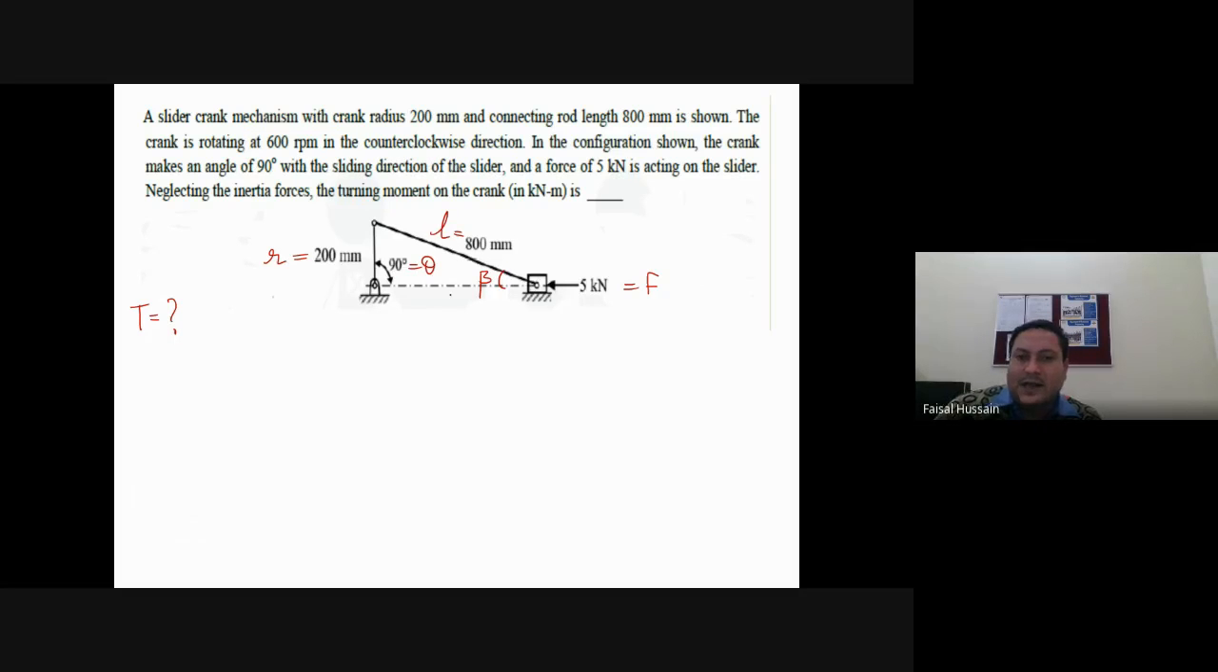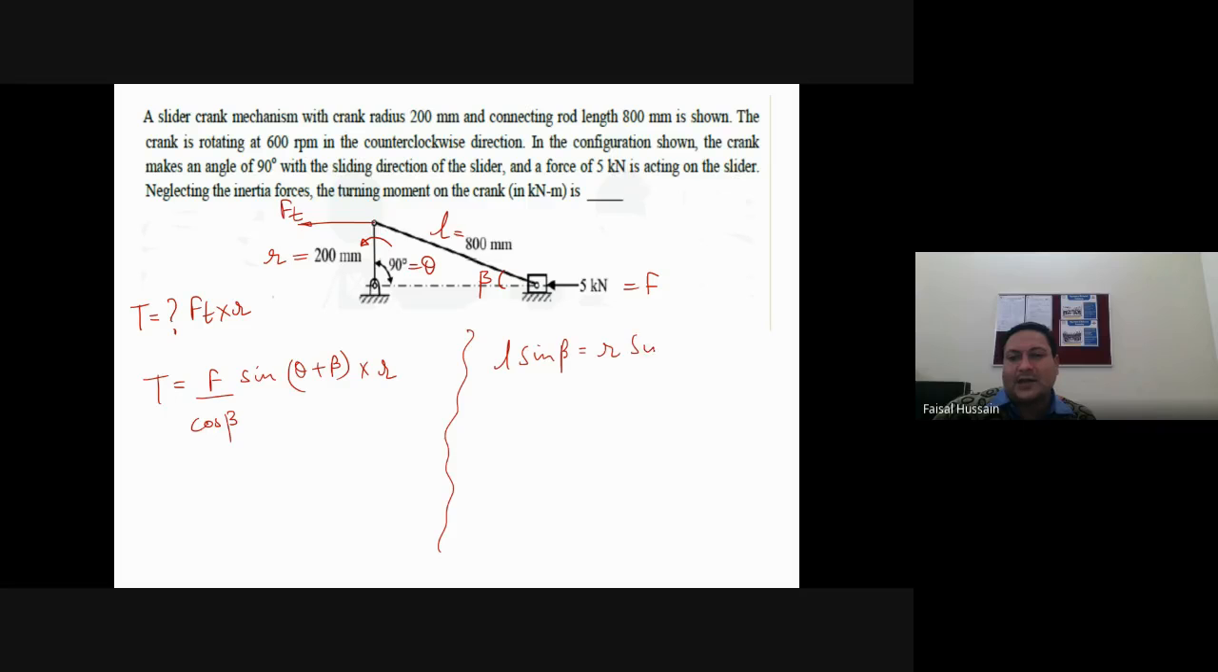For example, if this is the direction of thrust, this is the direction. So this is your Ft. So torque is Ft into R. So T equal to Ft, which is cos beta, sine theta plus beta, multiplied by R. Now where will you get beta from? I told you a relation, that relation is L sin beta equal to R sin theta. So from here find out beta, it is 14.47 degree. Substitute here each and every value, you will get the answer.